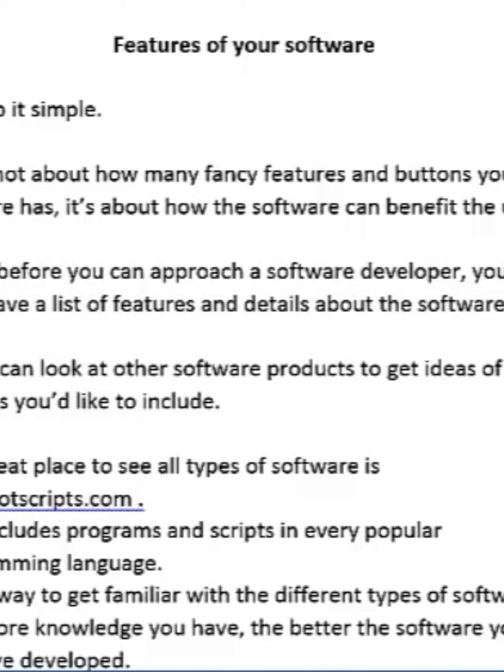Okay, so to get ideas, you can look at other software products in a similar industry. And also, what you can do is go to a website called hotscripts.com. And this site includes programs and scripts in every popular programming language. So this is a great way for you to get familiar with the different types of software out there. And you can also read the reviews for the various software products on that site. And basically, the more knowledge that you have, the better the software you can have developed.